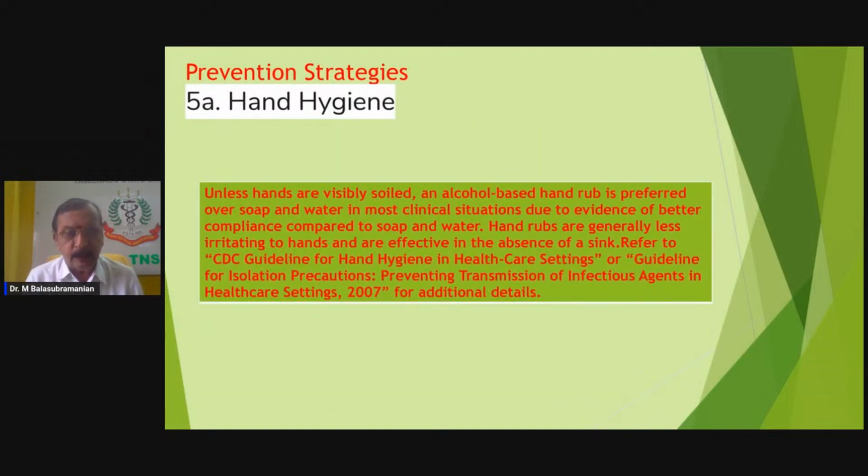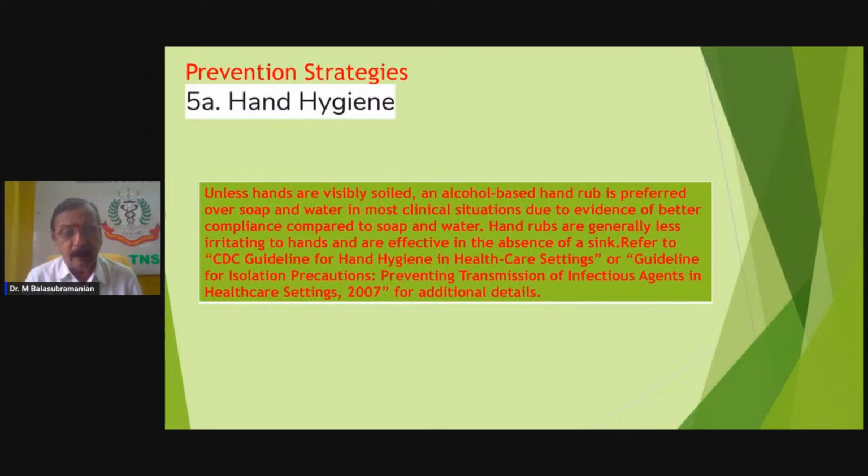So, unless hands are visibly soiled, an alcohol-based hand rub is preferred over soap and water in most clinical situations due to evidence of better compliance compared to soap and water. Suppose initially we were providing soap and water. The thing is they have to move from the place where they are giving the services to the patient, go to the sink, open the tap, wash, and wipe with the towel and come back. So this is an interruption to their work, and more than that, many times soap itself may contain fungus, or the towel used for wiping may be contaminated.